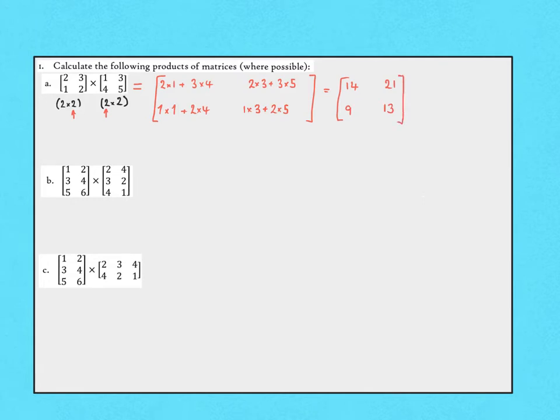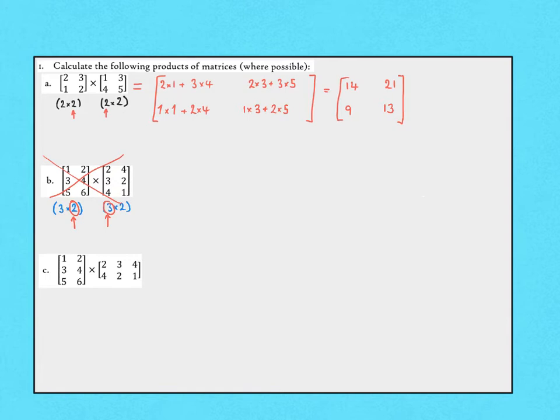Moving into the second multiplication, let's just write down the dimensions of these matrices. This first matrix has 3 rows and 2 columns, and the second matrix has 3 rows and 2 columns. In order for us to be able to multiply these two together, we need to have the same number of columns in the first matrix as we have rows in the second matrix. But in this case, the two values are different. Because they're different, we cannot multiply these two matrices together.